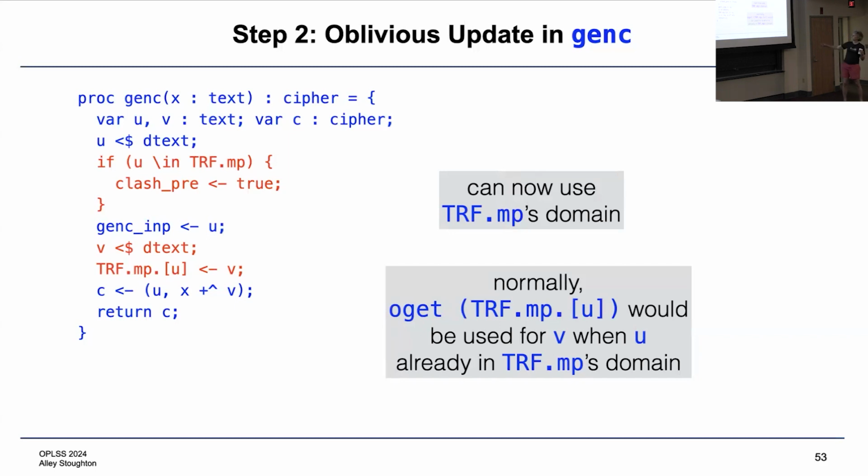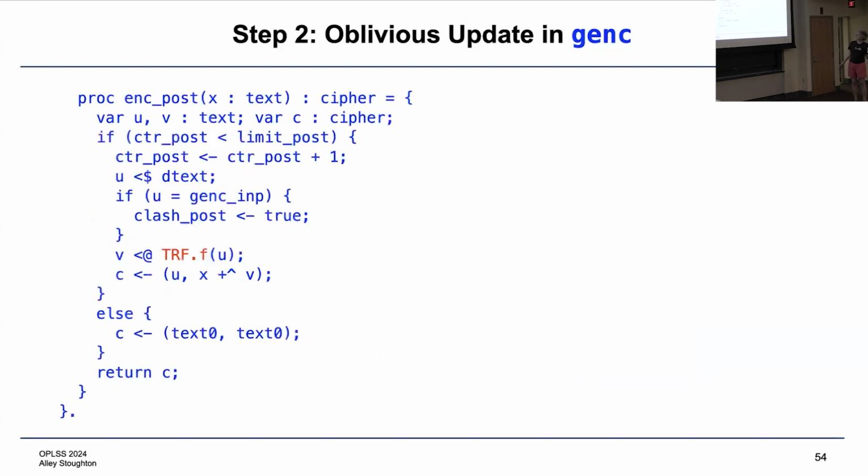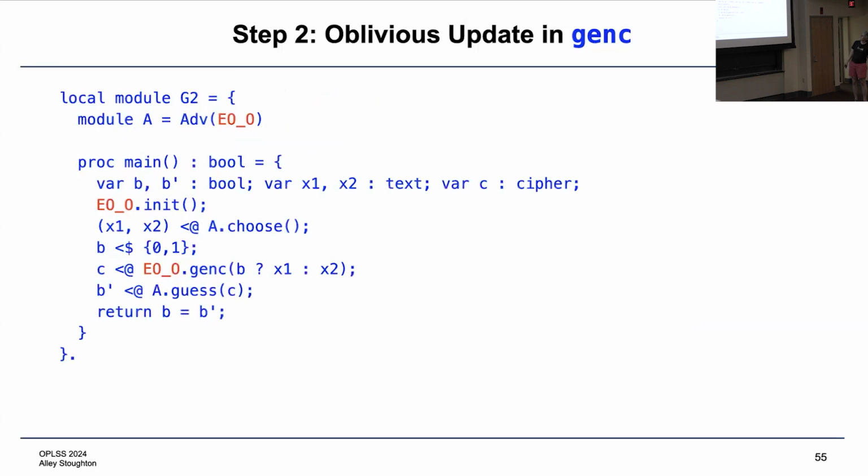So this is taking us one step in a direction we want to go. What we exclusive OR X with when doing the encryption is always fresh. This is great for us, but this isn't always valid, right? When is it not valid? Exactly when this clash pre has been set. And so the rest of this is just, well, we're using TRF, otherwise it's the same.